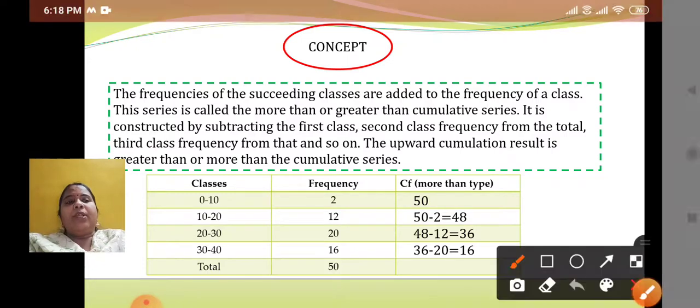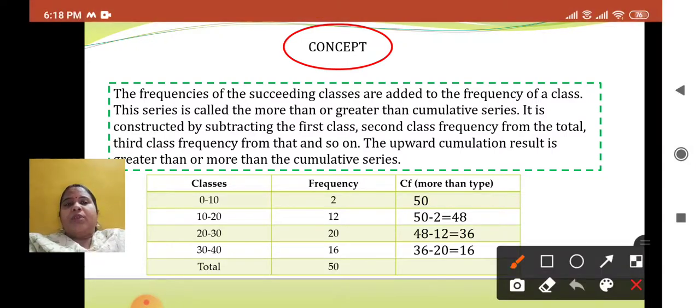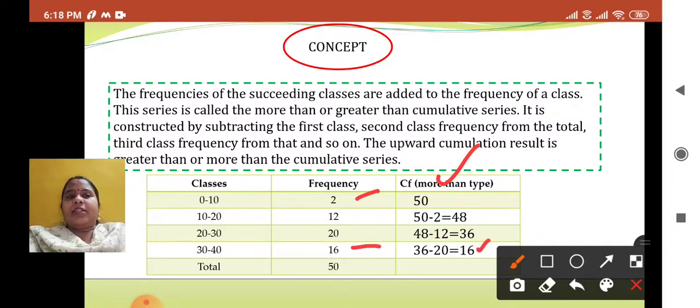There is one more method. It is not there in the textbook. I'll just tell you, you remember it. But while solving in the exam, you will follow this textbook method of subtraction. Now, one easy method is, you know that for CF less than type, we start from the first value and we write it as it is and then keep on diagonally adding it. For CF more than type, we'll start from the last value, that is 16. And then keep on diagonally adding it.